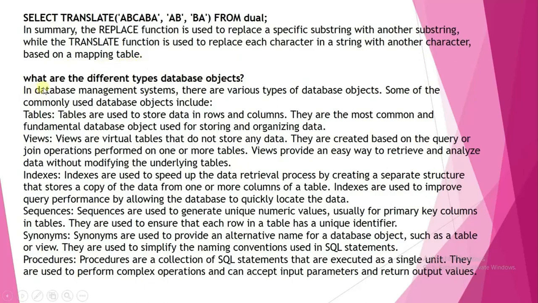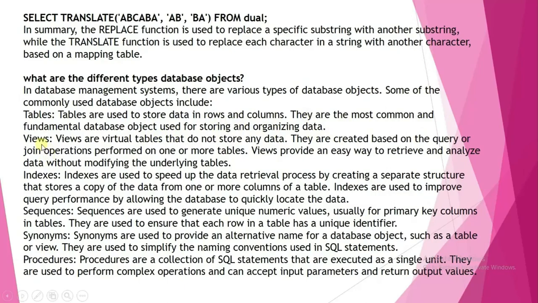So the next question is, what are the different types of database objects? In database management systems, there are various types of database objects. Some of the commonly used database objects include tables. Tables are used to store the data in rows and columns. They are the most common and fundamental database object used for storing and organizing the data.